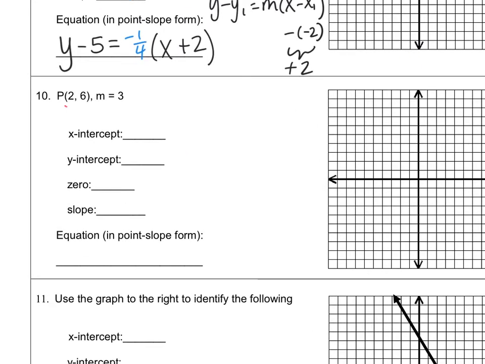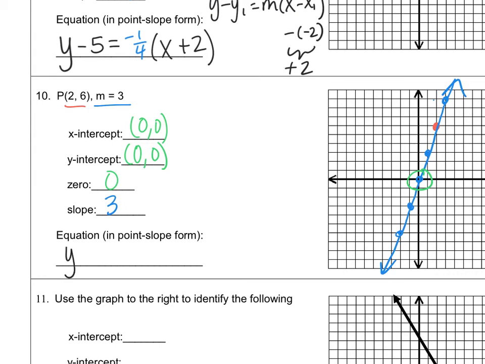Problem 10 is going to follow the same steps. We have the point 2, 6. That slope goes up 3, right 1. We can also go down 3, left 1 a couple times. So remember, we have to keep it consistent, but this way we can see the rest of the line. From this, I can see that my y-intercept and my x-intercept are both at the origin, 0, 0. And my slope was given to me.